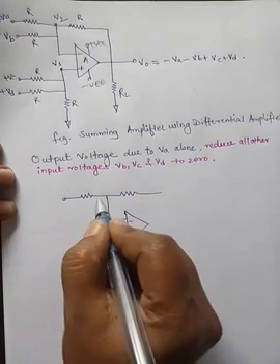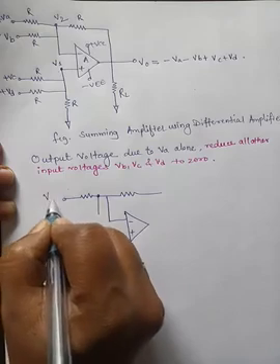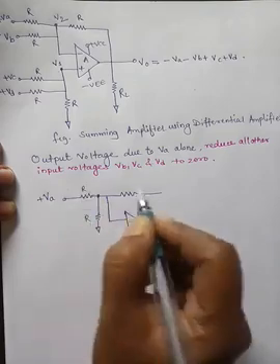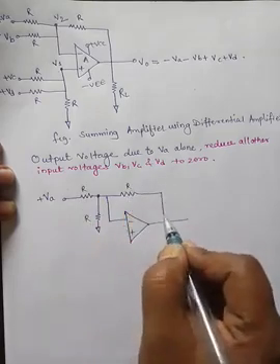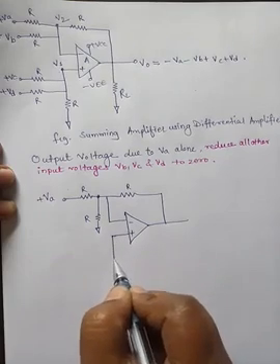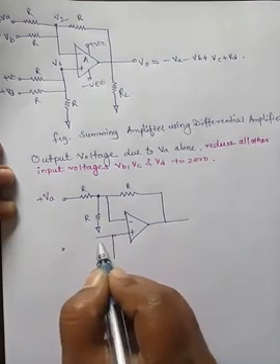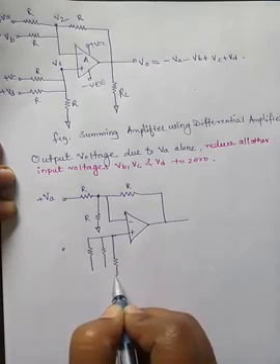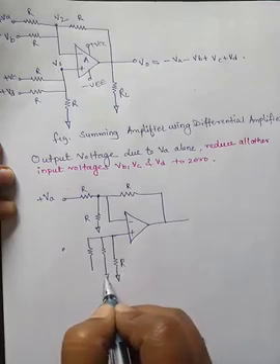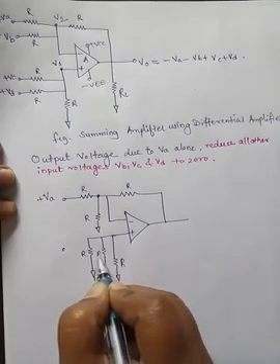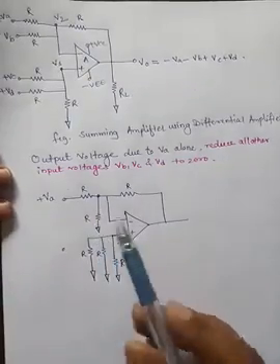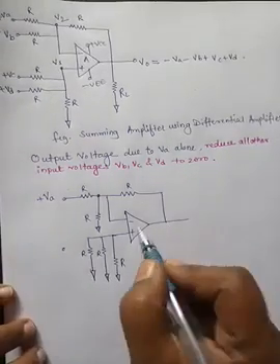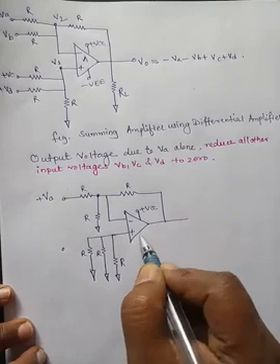Minus, plus. VA is present, and VB also reduces to 0. So this resistor is R, and again we can redraw the circuit. This is R. VB reduces to 0, VC reduces to 0 and VD also reduces to 0. Then the circuit will simply look like this.